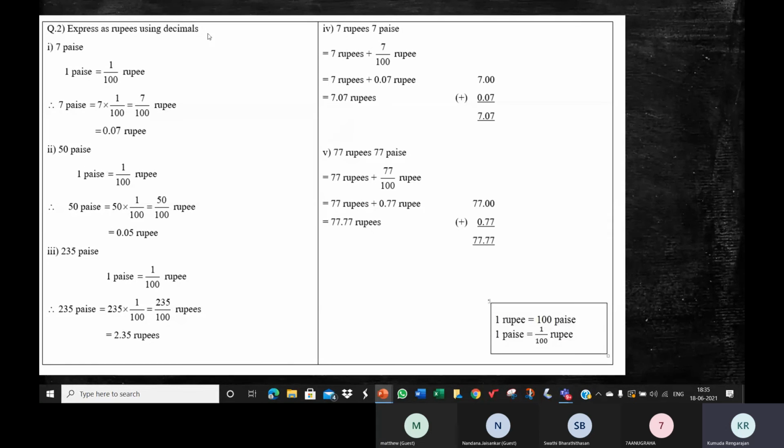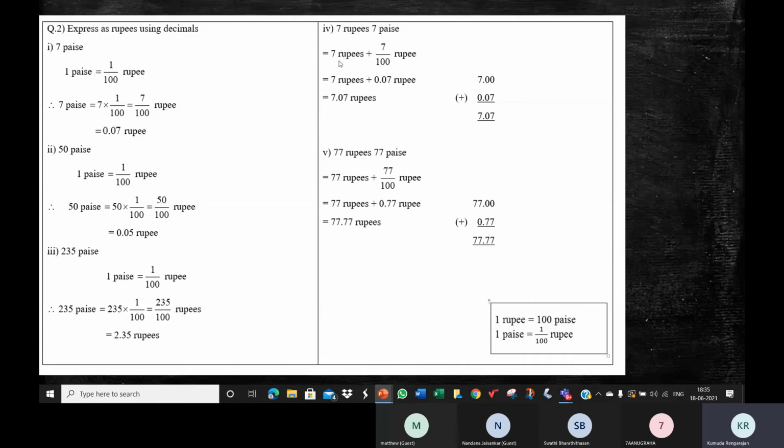Okay, let's do that. Using decimals. So the answer should be a decimal. It should not be a fraction or something. It should be a decimal in rupees. All right, let's get started.